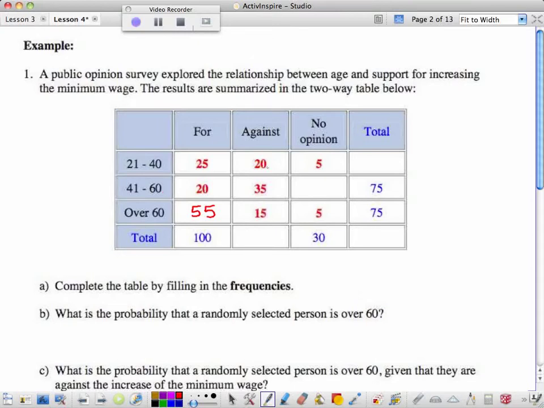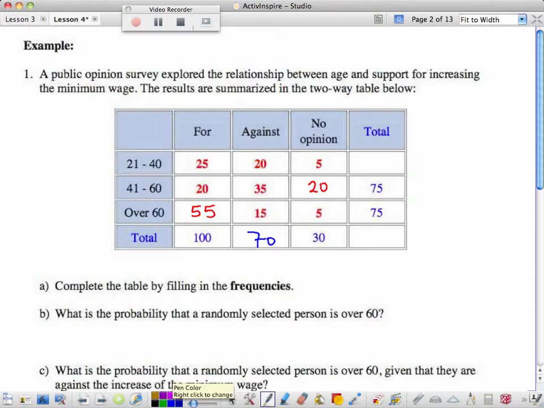So we add these up, 20, 55, 60, 70. So we have a total of 70 who are against it. We have a total of 30 who have no opinion. Well, here's 5 of them, here's 5 of them. That means I have 20 left over who have no opinion. That's going to go here.